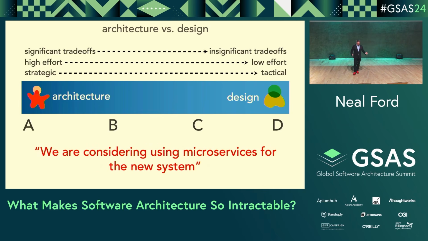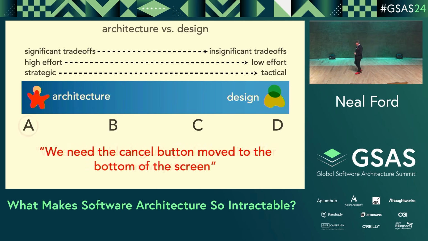So we're considering using microservices for this new system. Well, clearly, that's an architecture level decision because it matches all those things. It's highly strategic, takes a huge amount of effort, and there are significant trade-offs associated with it.